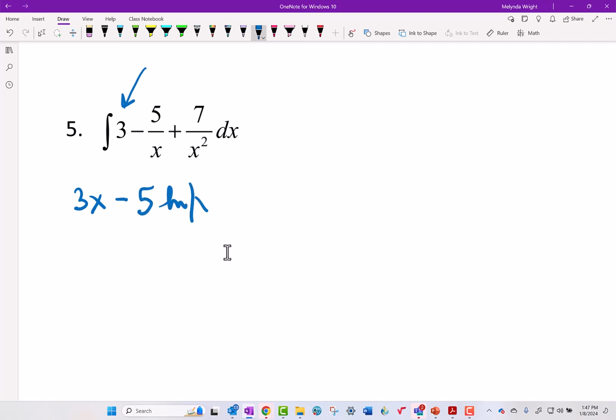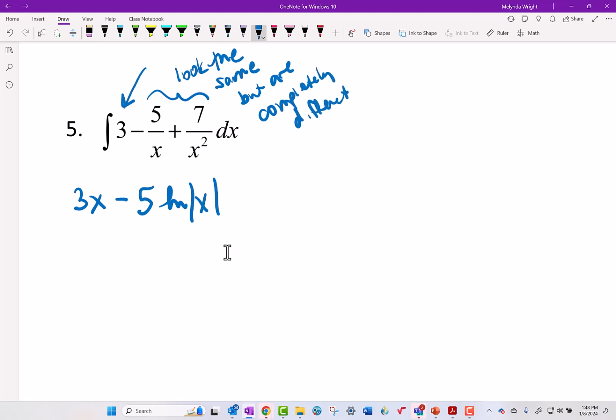Natural log of x. Now, it has to be absolute value. I'm just going to say, when we're doing derivatives of ln x, it doesn't have to be absolute value, but when we're doing antiderivative, it does. Okay, so that's this. These two look the same, but they are completely different. Because if x is to the first power like that, 5 over x, it's natural log. If x is to any other power, then it's not natural log. It's a reversal power rule.